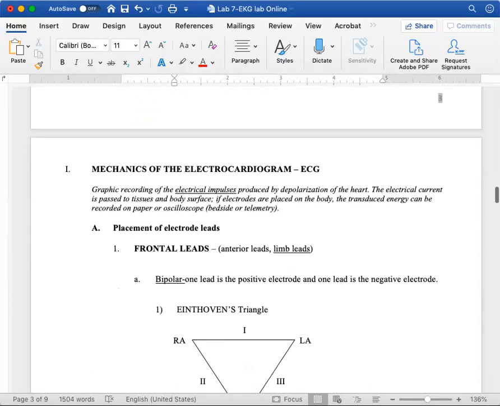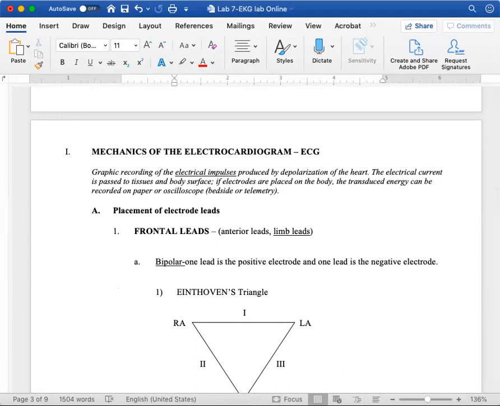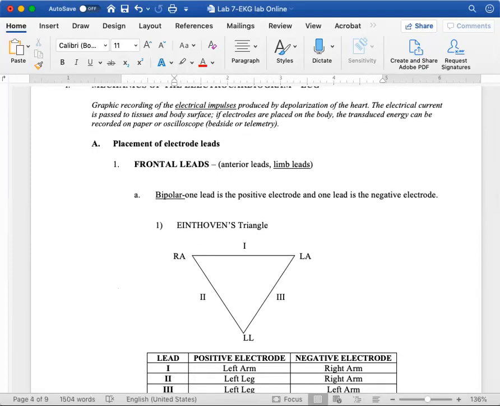Let's see. So mechanics of the electrocardiogram: if we were doing this in lab, we would hook up the electrodes. So you would have a negative electrode on the right arm, an electrode on the left arm, an electrode on the left leg, and an electrode on the right leg. The right arm is where your negative is. The left arm is where your positive is. For lead 2, negative is right arm, positive is left leg.